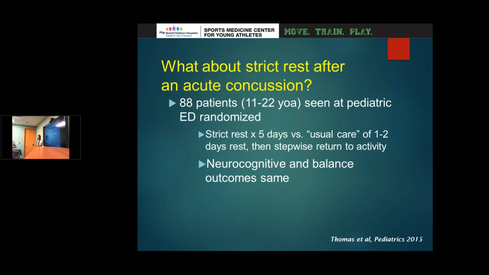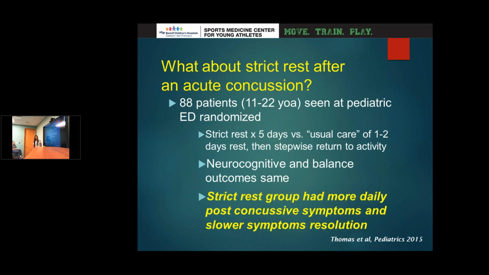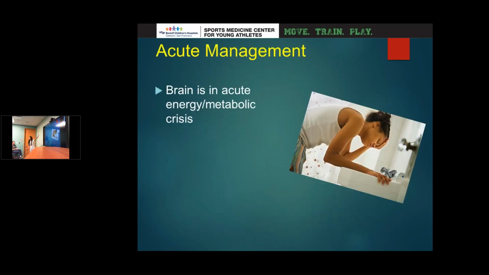The neurocognitive tests and the balance outcomes were the same. Okay. However, what was different was those people with strict rest for 5 days, they had more daily post-concussive symptoms and therefore slower symptom resolution. Meaning, if you asked them what their symptoms were, they had more than the people that were doing this. Okay? Remember I talked about all the symptoms of concussion and how a lot of them leak into anxiety, depression, all these things? Perhaps there's some transition. I'm going way over.